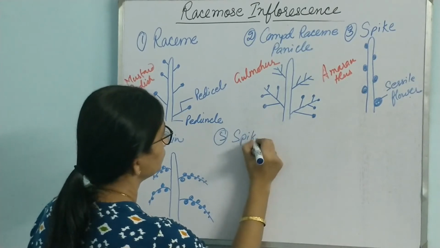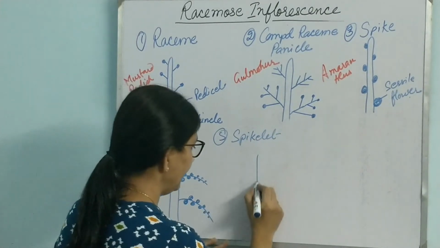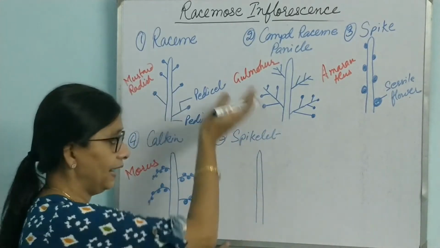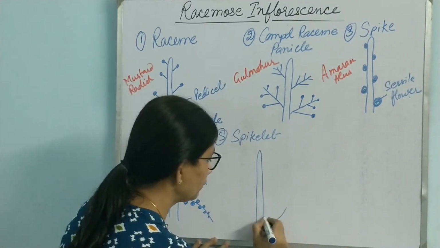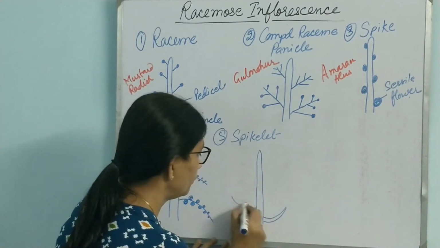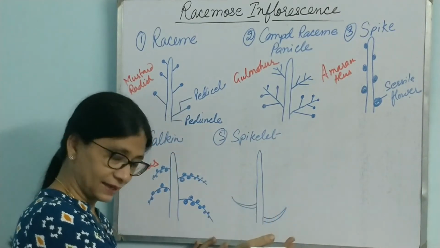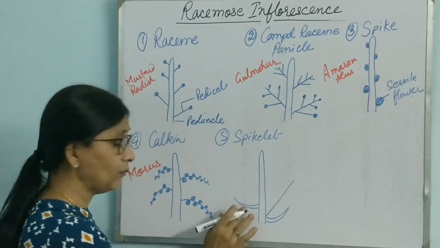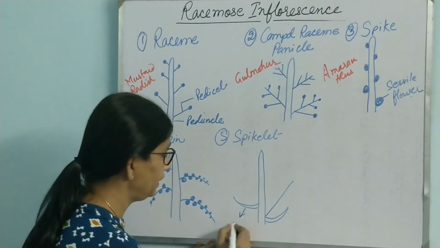Now the next type will be spikelet. Here again the main axis is the same, elongated and growing indefinitely. Now here we have a special structure which is known as glume. This is nothing but a modified bract. Now some of the glumes will have inflorescence, but some will not have. They will be empty. So these are known as empty glumes.